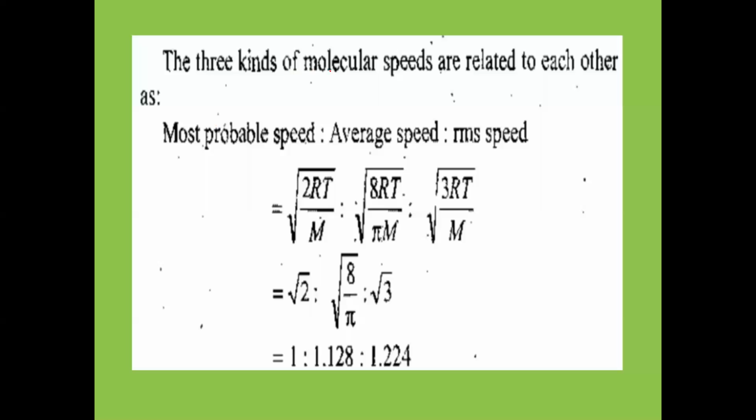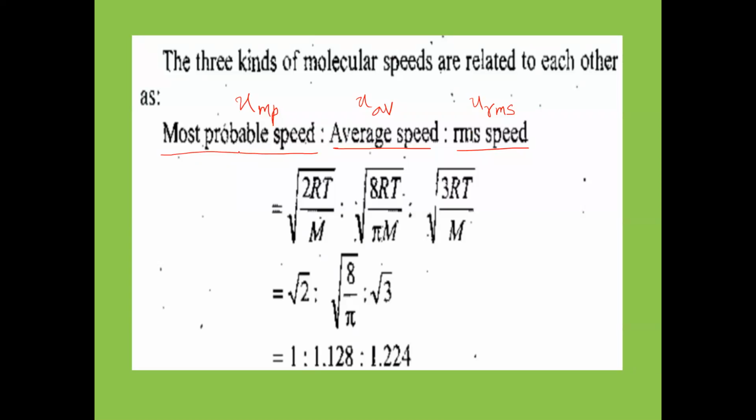So the three kinds of molecular speeds are related to each other as what? Yesterday we discussed this. Most probable velocity is UMP, average velocity is UAV, and URMS indicates root mean square velocity. So there are three types: most probable velocity, average velocity, and RMS velocity.